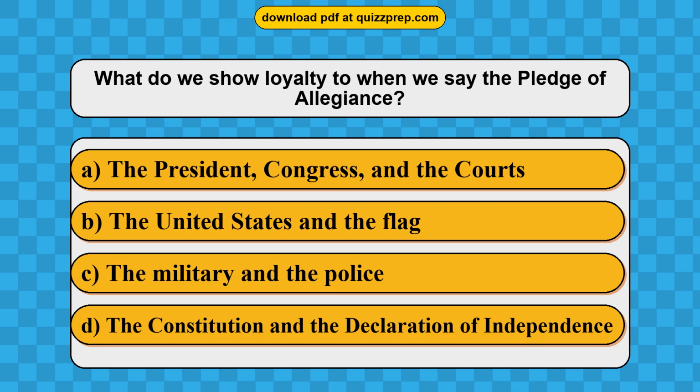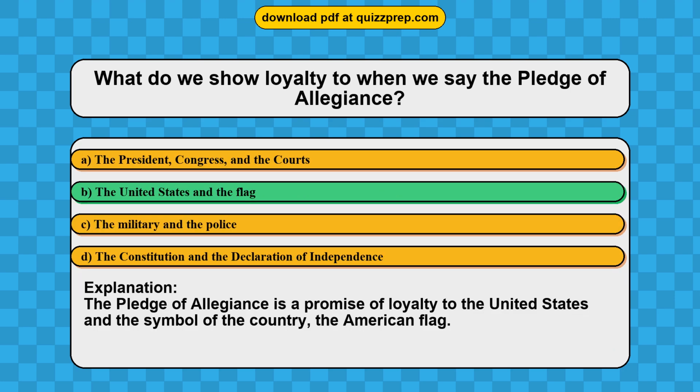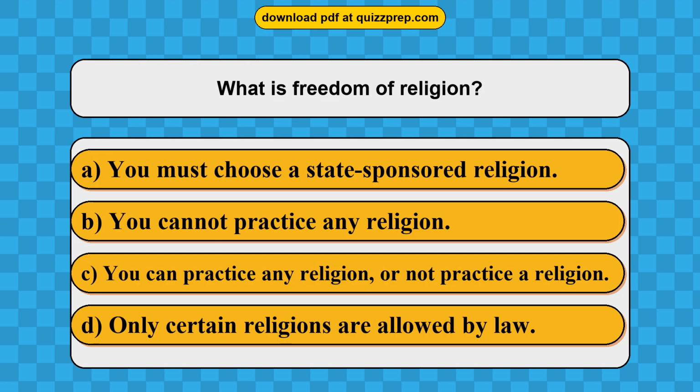Question 97. What do we show loyalty to when we say the Pledge of Allegiance? Option A. The President, Congress, and the courts. Option B. The United States and the flag. Option C. The military and the police. Option D. The Constitution and the Declaration of Independence. The correct answer is option B. The United States and the flag. The Pledge of Allegiance is a promise of loyalty to the United States and the symbol of the country, the American flag.